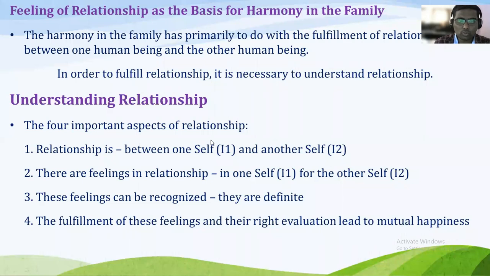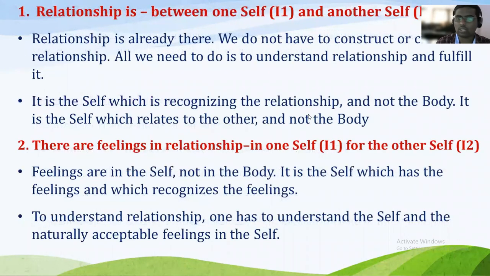Okay. So what I am going to say here, the relationship is present in between I and I. And when we say that it's a relationship, definitely certain feelings are there. And another one word for the feelings is nothing but the values. And today we are going to put more stress on the values. Okay. So read this point. The relationship is between oneself I1 and another self I1. The relationship is already there. We do not have to construct or create the relationship. All we need to do is to understand the relationship and fulfill it.